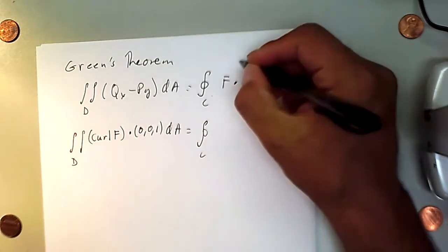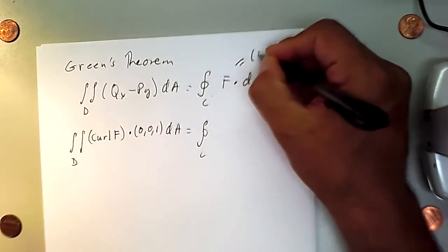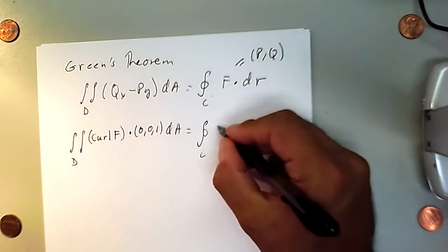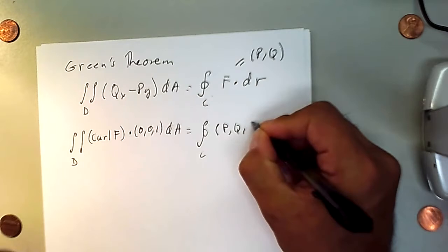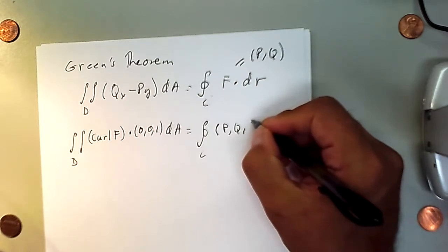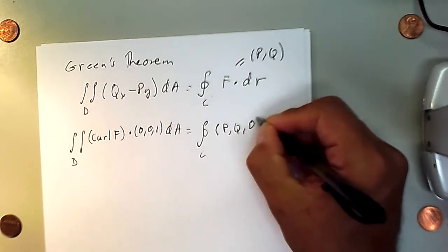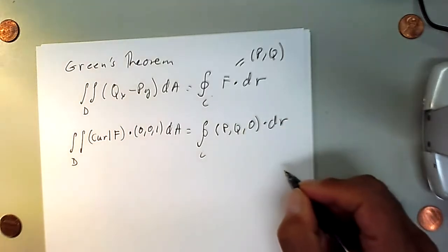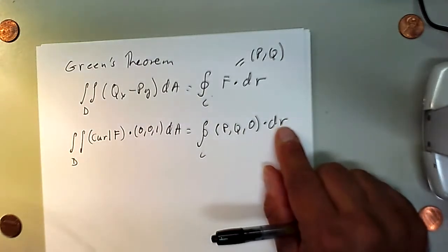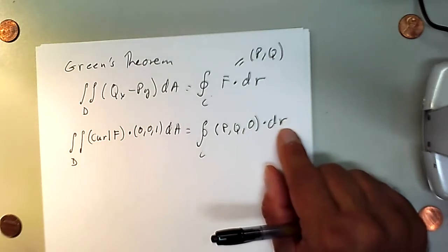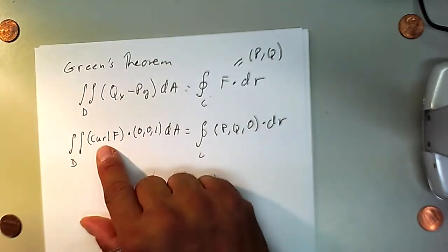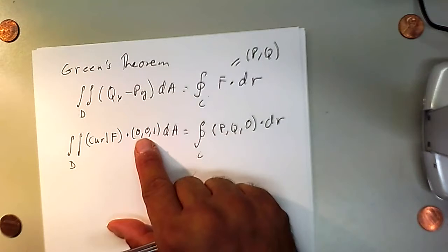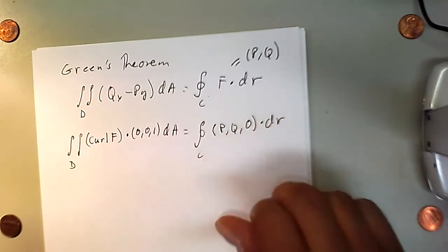So if F is made up by P, Q, then here we have to change F. We have to have a different F, P, Q, 0. That dr, in practice, and then the R has to be affected. It has to be a 3-dimensional path with 0 on the 3rd component. I guess it doesn't make any difference. When you do the dot product, it won't make any difference. But I feel better if things match as far as being 3-dimensional versus 2-dimensional.